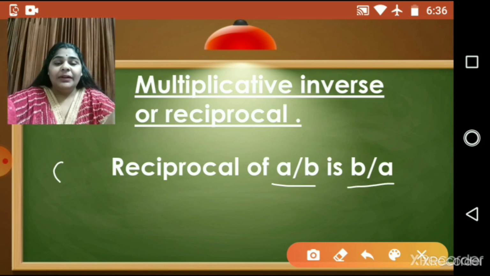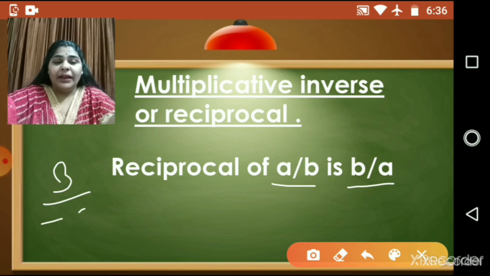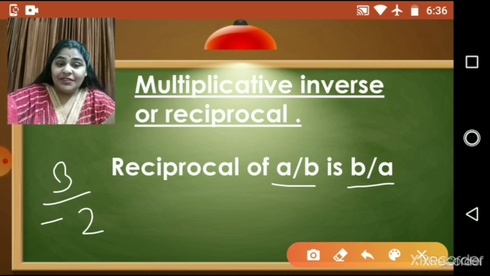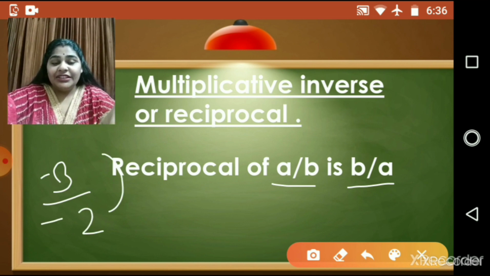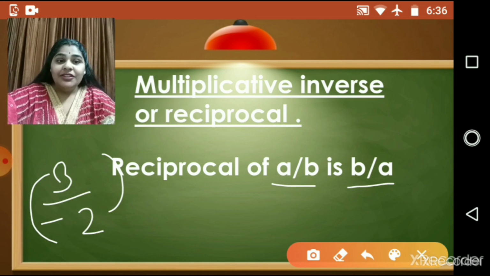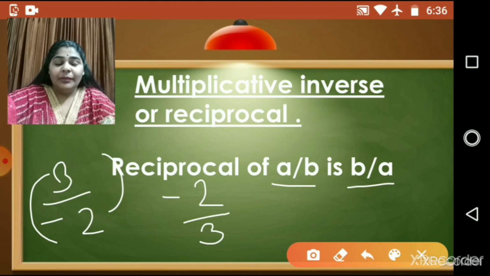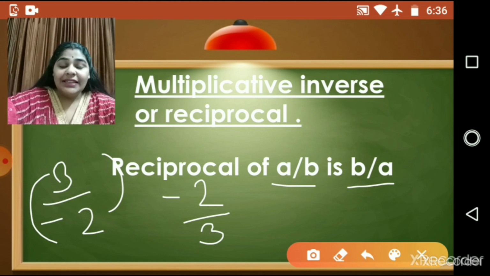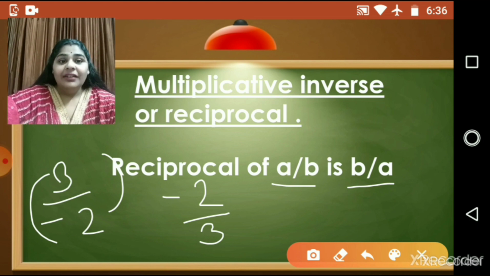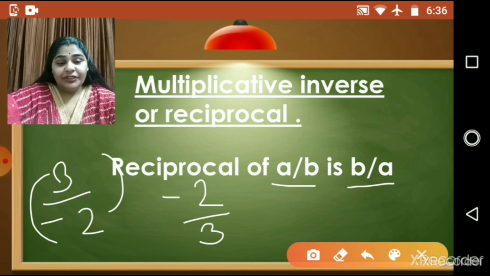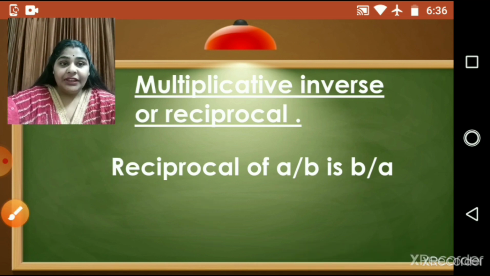For example, if it is 3 upon minus 2, what will be the reciprocal? Yes, you are going to interchange the numerator and denominator. So negative 2 will go in the numerator and 3 will come in the denominator. That is, negative 2 upon 3 is the reciprocal of 3 upon minus 2. So this is the multiplicative inverse. It is very important, children.